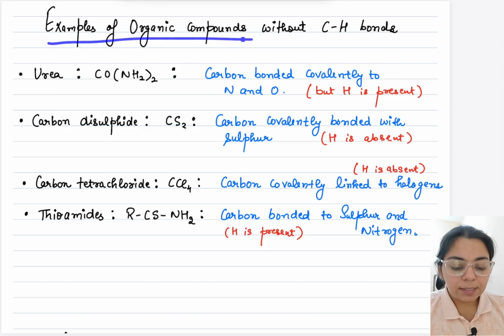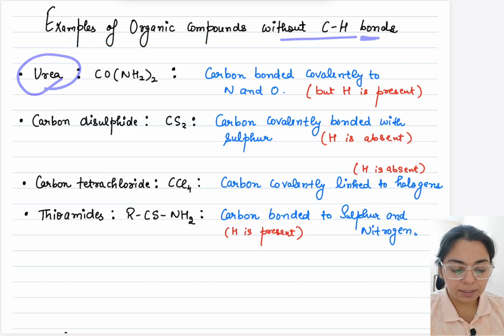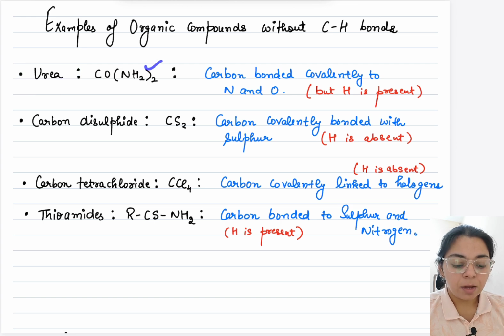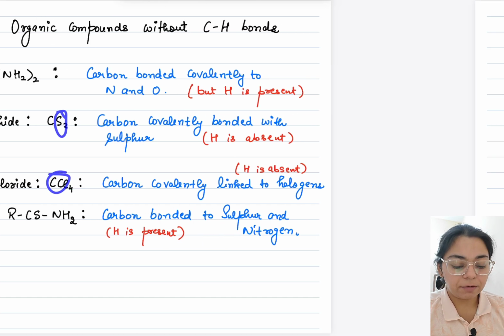So what are the examples of organic compounds without carbon-hydrogen bonds? Urea itself is the example. It has hydrogen, but carbon forms covalent bonds with only nitrogen and oxygen. Similarly, thioamides also have hydrogen, but the covalent bond is formed only with sulfur and nitrogen and between the carbons. Carbon disulfide and carbon tetrachloride do not have hydrogen at all. Their carbons form covalent bonds with sulfur and chlorine respectively.